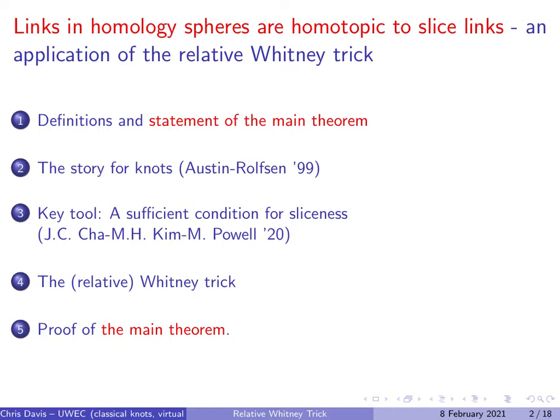The key difference will be that a condition that they used, due to Freedman and Quinn, doesn't apply to links, but just last year a new sufficient condition for sliceness of links was published, which we will use. And the last ingredient we'll need is this relative Whitney trick. Once we're armed with all of that, I'll be able to prove the theorem in red at the top of the screen.